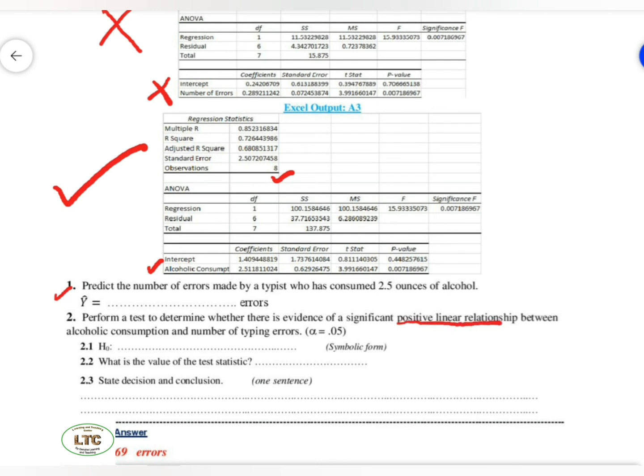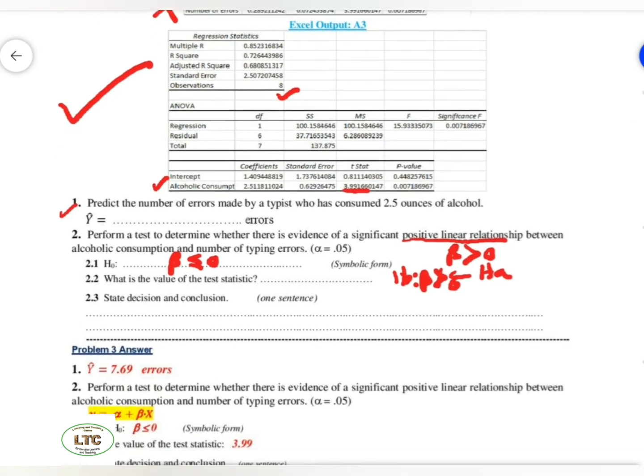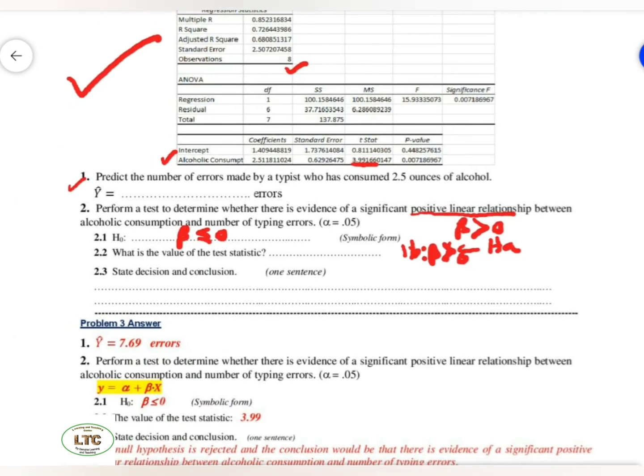Positive relationship, beta is positive. So HA, therefore HO, beta is not positive. Formally, beta is less than or equal to 0. The statistic is here, T statistic 3.99, and P value is here 0.007, very small compared to alpha, so reject HO, and so on.